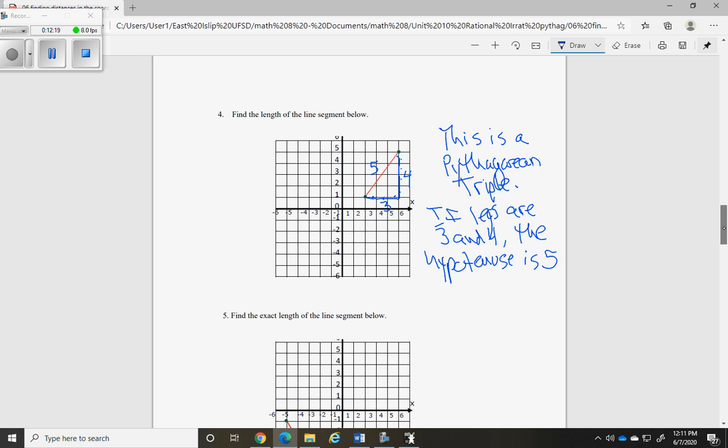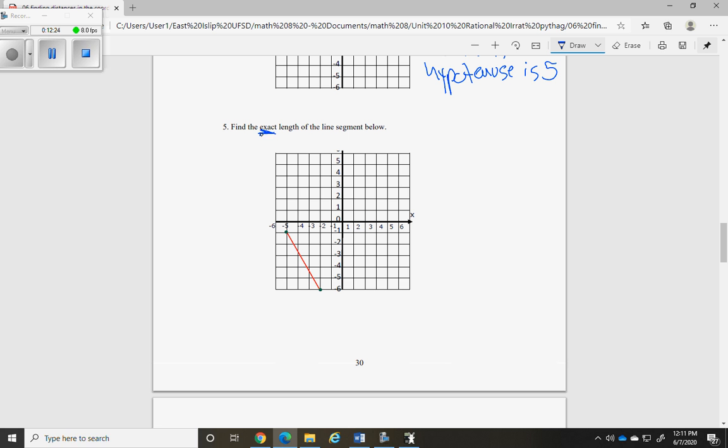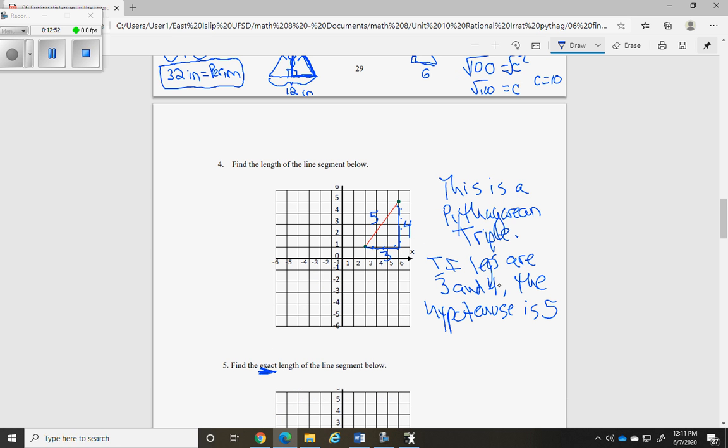Next, find the exact length. That's like a giveaway that I probably need a square root in my answer. I'll draw a right triangle. This is 3, and this is 5. Now some people get fooled on this. They see a 3 and a 5 and they say, oh, the other side is 4. But remember that the hypotenuse has to be the longest side. So this hypotenuse can't be 4. It has to be bigger than 5. So this is not a Pythagorean triple. The Pythagorean triple that has a 3 and a 5 in it says that 3 and 4 are the legs and 5 is the hypotenuse.